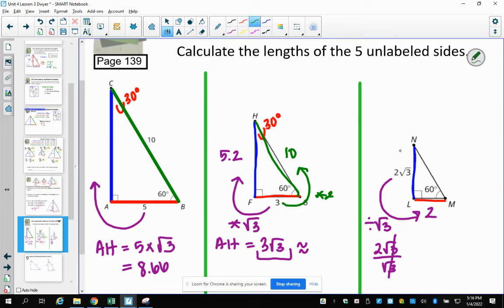And once you have the short leg, you can find this hypotenuse because it's just 2 times this short leg. So this is just going to be 4. This short leg times 2.